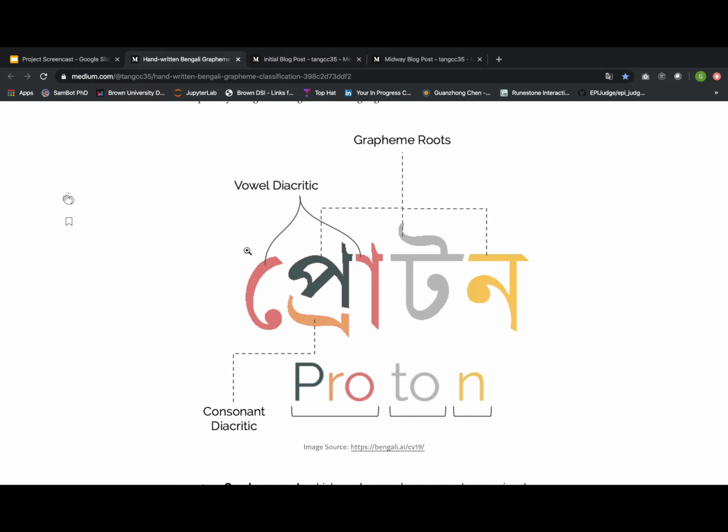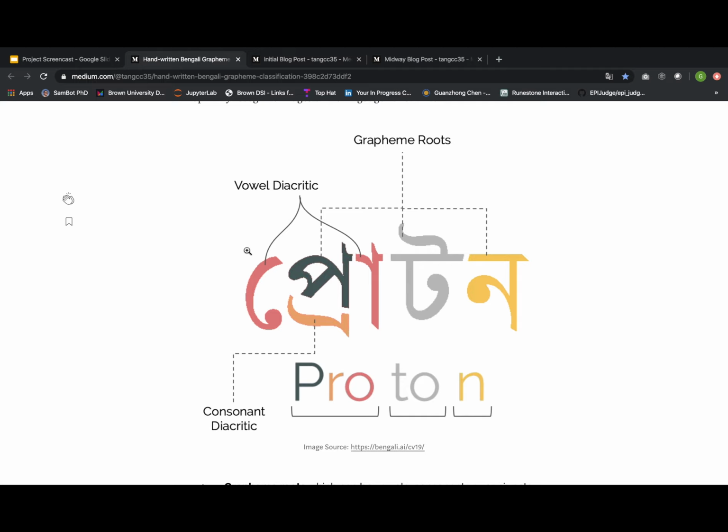As an example, take the English word proton. The red part here is the vowel diacritic corresponding to O in English. The orange part here is the consonant diacritic corresponding to R in English. The other parts are the grapheme roots. Composing them together forms a Bengali character corresponding to our English word proton.